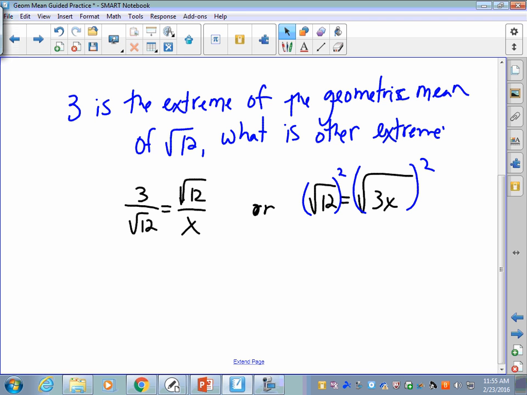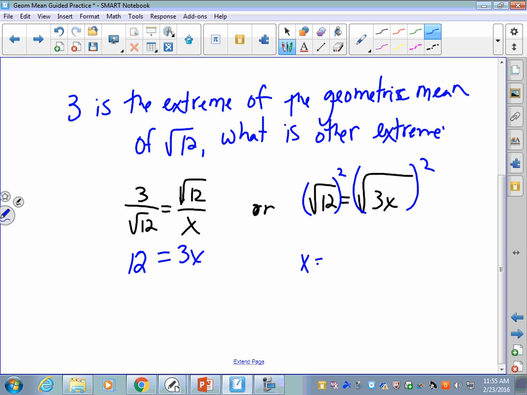You have to square to get rid of the radical. You're going to see real nice and sweet what it is, because when I multiply square root of 2 times square root of 12 times itself, that gives me 12. This is 3x. We should just get x equals 4.